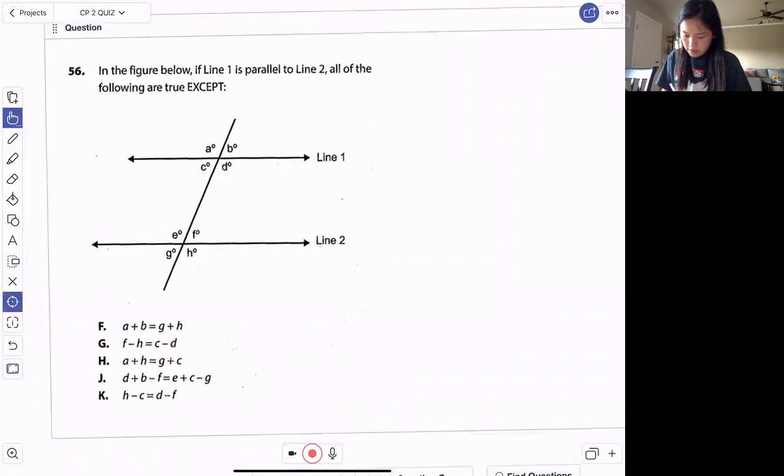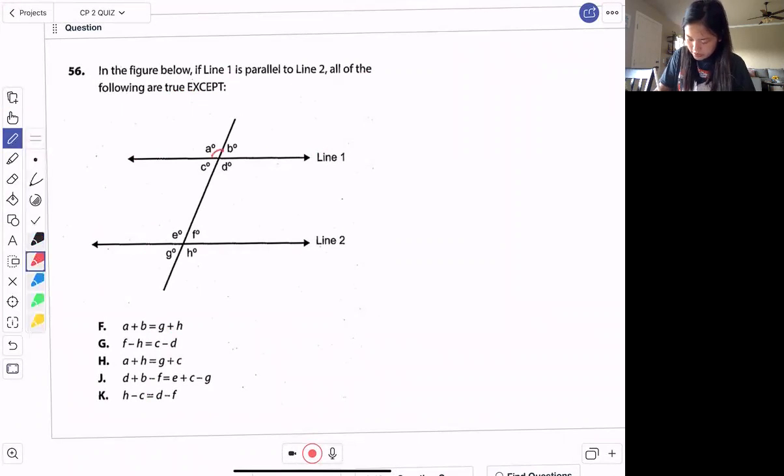56, it says in the figure below, lines 1 and 2 are parallel. So this is a geometry problem, I would say. So you have to figure out which one is not true. So the following are all true except. Okay, so we're looking at the angles, it looks like, and we need to figure out if the equivalence is true, or if the equation is true. So what I'm going to do is that this is like an obtuse and this is an acute. So I'm going to call that O and A. So O is obtuse and A is acute. So this would be acute, obtuse, obtuse, acute, acute, obtuse. That usually helps me when I'm looking at the angles.